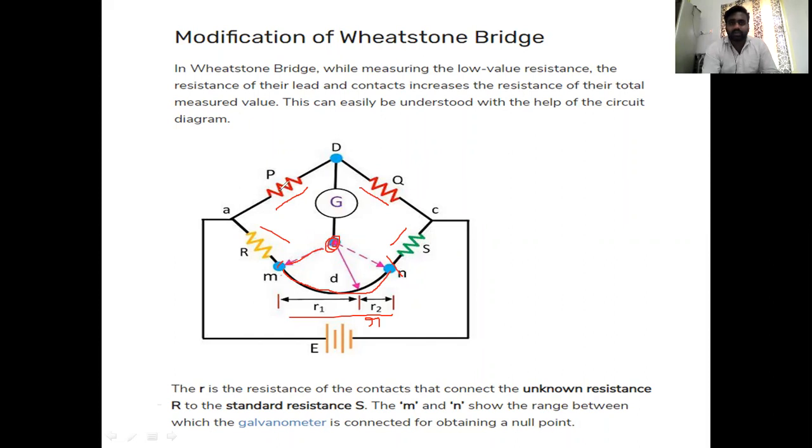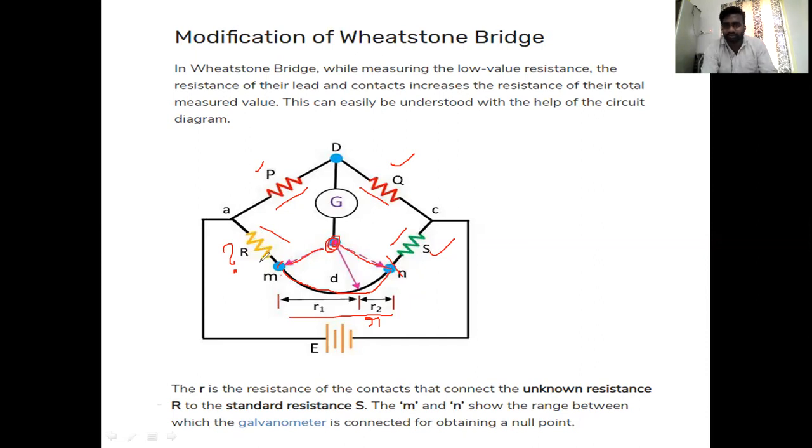P and Q are nothing but ratio arms, S is nothing but standard resistance, and capital R is nothing but the unknown resistance which we are familiar with. If the galvanometer is connected at M point, the entire resistance segment is added with respect to S. If the galvanometer is connected at N point, the entire resistance is added with respect to unknown resistance capital R.